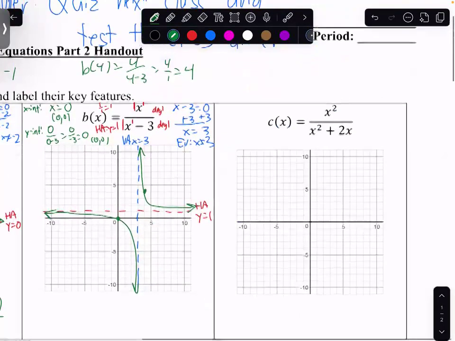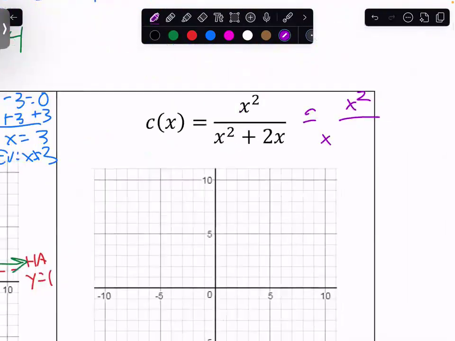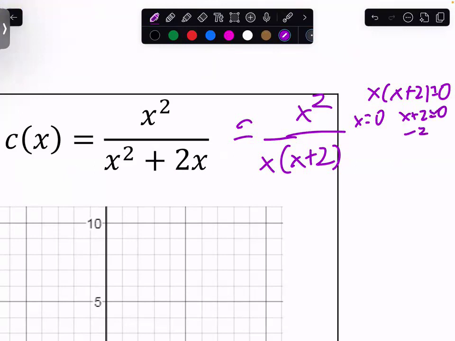Okay, and last one. Here there is factoring to be done. The numerator cannot, but the denominator, both terms have an x, so you can factor the x out. So factor by GCF. So now when you set the denominator equal to 0, the x itself could be 0, or the x plus 2 could be 0. Okay, so there's two excluded values. X can't be 0, and x can't be -2.